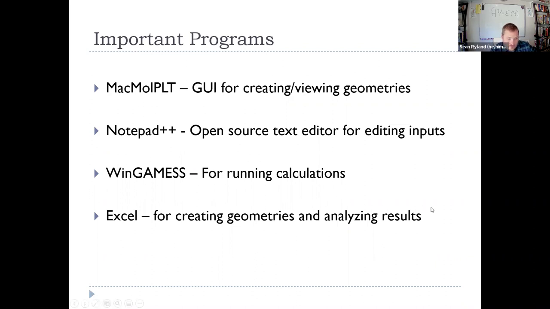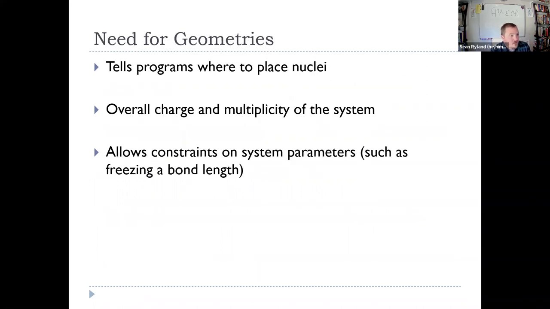So the first step in being able to run any of those calculations is you have to be able to tell the computer where the atoms are. And so that's what I'm referring to when I say creating geometries or writing the geometries of these molecules: what is your starting point? Where are all the nuclei? And what's the overall charge on the system?